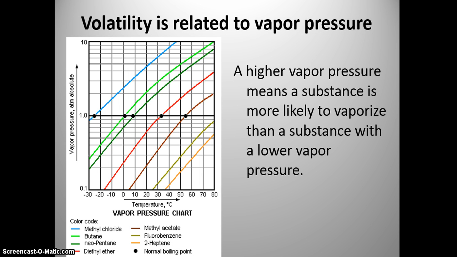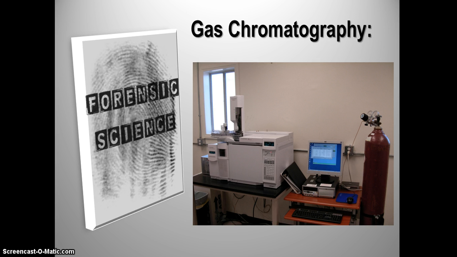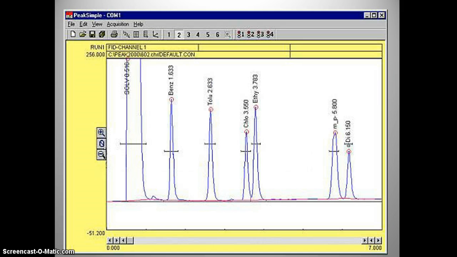Here are volatilities related to vapor pressure, and a higher vapor pressure means a substance is going to be a lot more likely to vaporize than a low vapor pressure substance. So you don't have to know this chart or memorize it, because we can go to it for reference if we need to. There's a picture of a tabletop gas chromatogram that is a very expensive piece of equipment, but this is what you might find in a crime lab or in a research lab where they're using the gas chromatogram to separate out compounds.